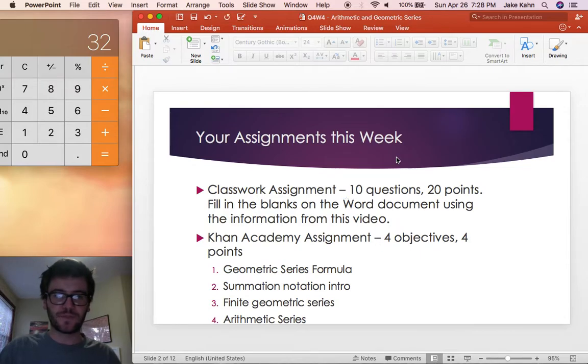Let's jump into it. Your assignments this week. As normal, you have a classwork assignment on Teams. It is 10 questions this week, 20 points. And then you have a Khan Academy assignment on Khan Academy. That is 4 objectives, worth 4 points in focus, and the list of the titles of the assignments are right there for you. I would suggest going in this order that I have listed on the PowerPoint, and that's what I'm going to be sticking to as far as my order goes in this presentation.